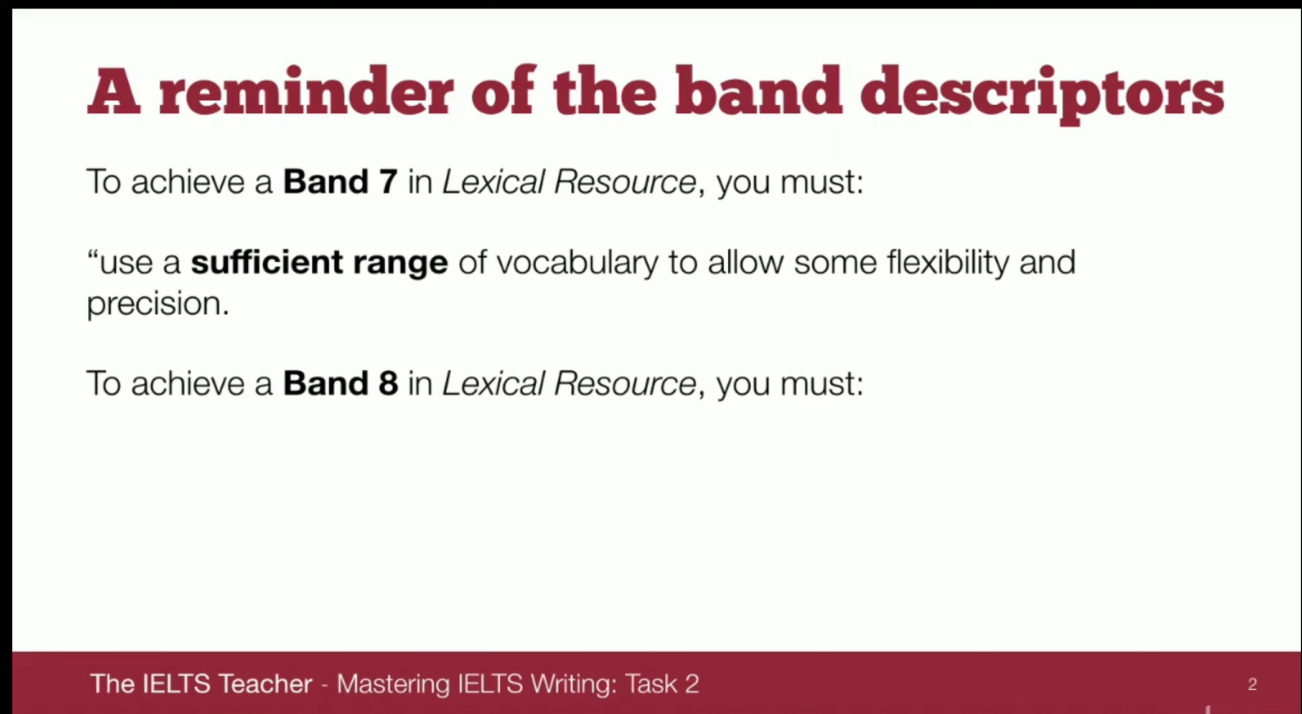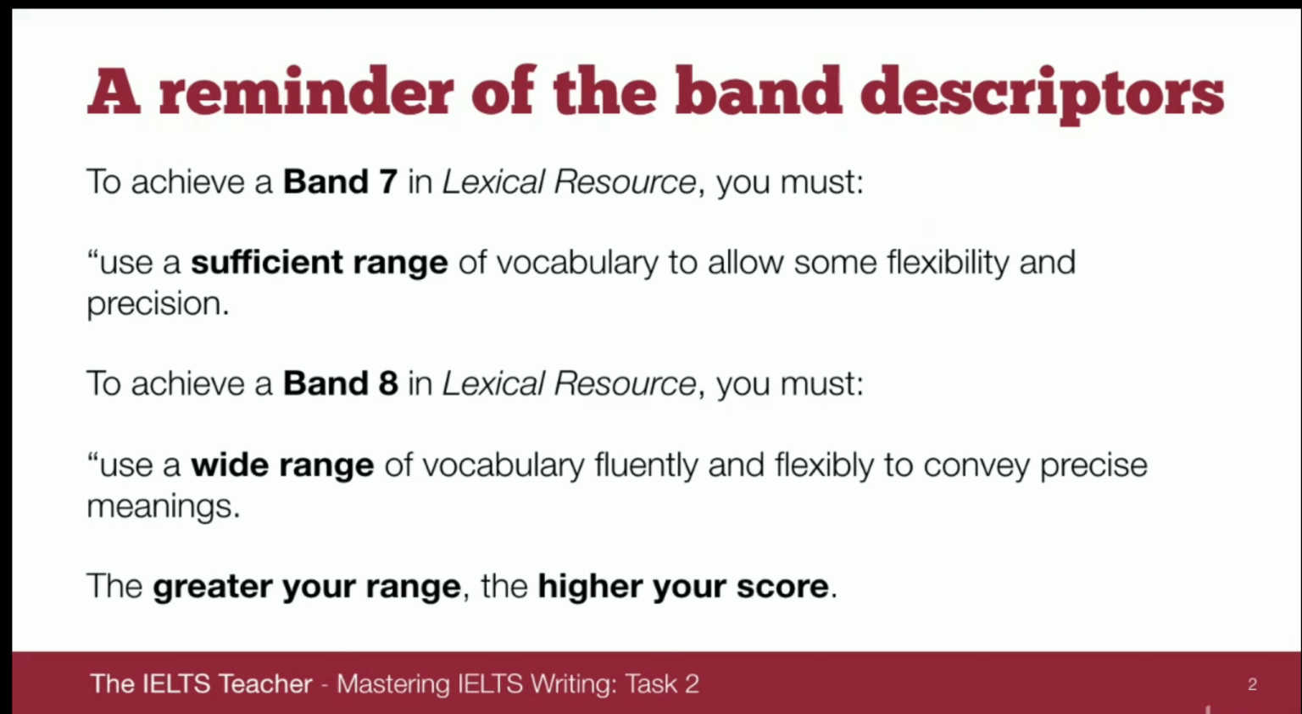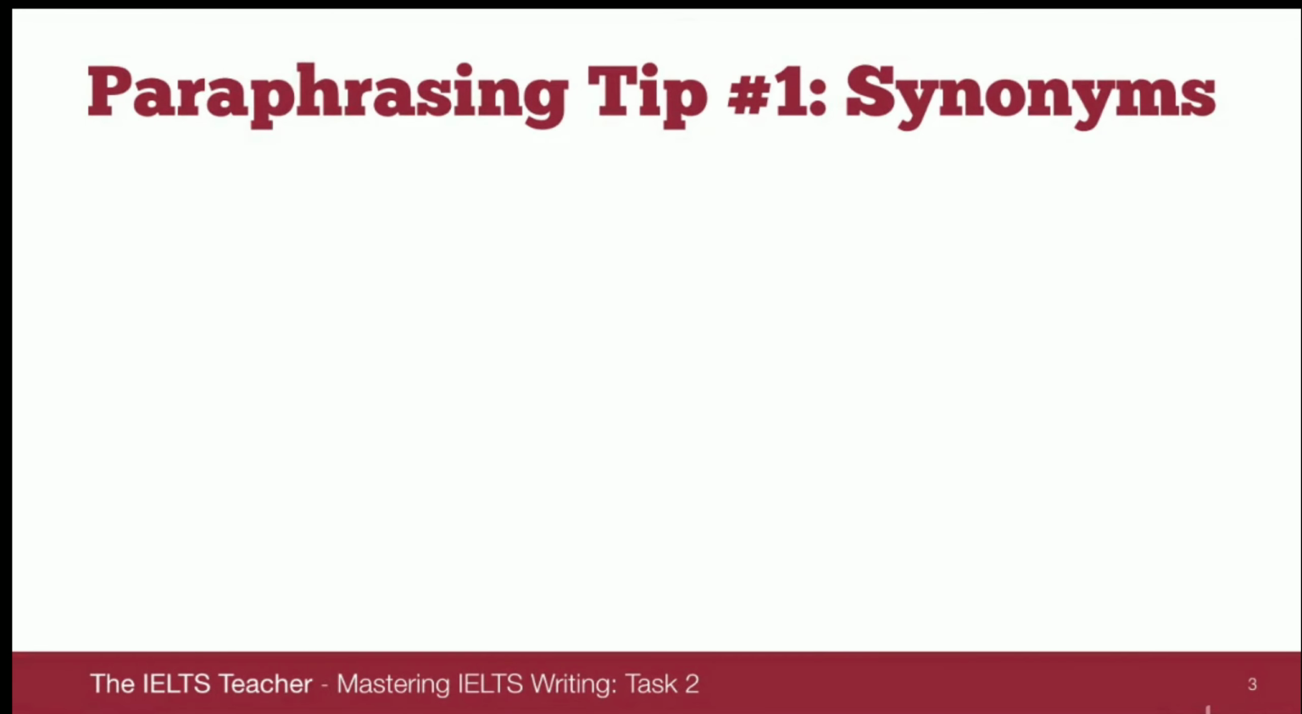So to achieve a band 8 in lexical resource, you must use a wide range. So not just enough, but actually more than enough. Show you have a wide range of vocabulary. Basically, the greater your range, the higher your score. So let's get started by looking at paraphrasing tip number 1. And of course, it's the most obvious one, synonyms.